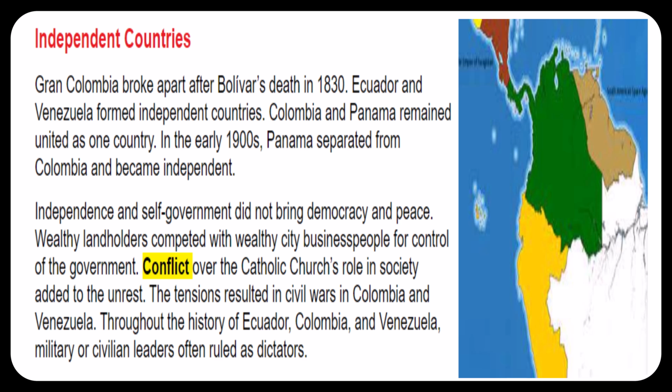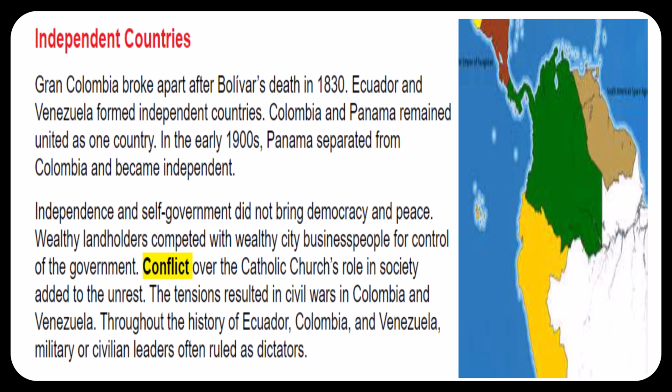And now we can answer question 8. Why did Gran Colombia break apart in 1830? Well, Simón Bolívar died, and then once his leadership was gone, it was hard for them to stay together. Question 9. Why did independence and self-government not bring democracy and peace to the tropical north as it did in the United States? Well, they really struggled.